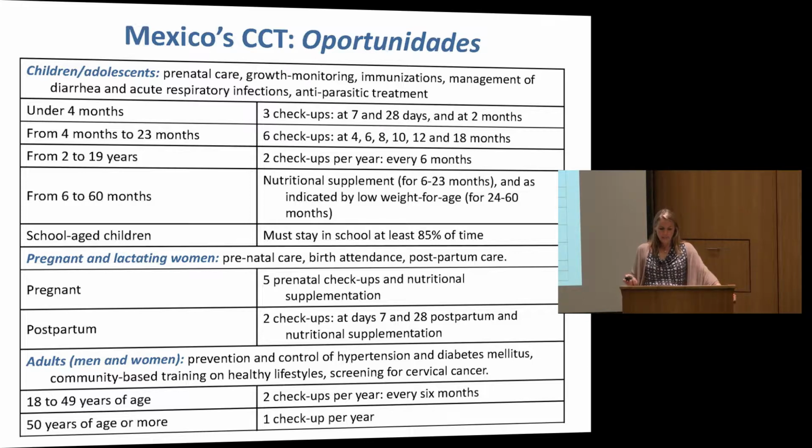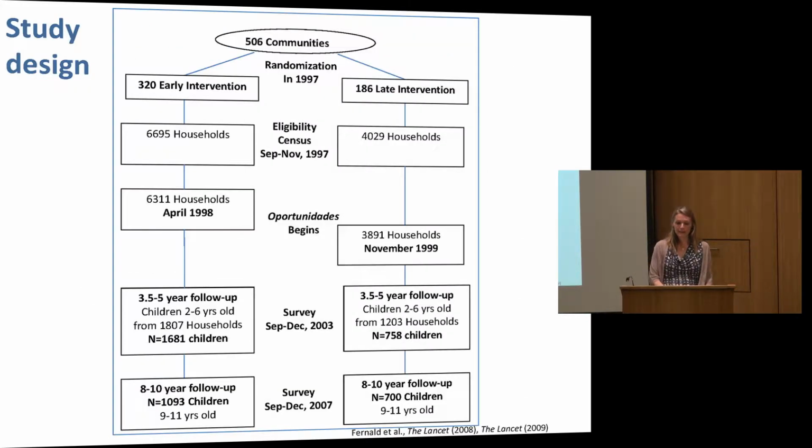So the study design was randomized in 1997. 506 communities were randomized to early versus late intervention. There was only an 18-month time gap between the early and the late intervention. And I'm telling you today not so much about this paper, which was the follow-up of 3.5 to 5-year-olds, but mostly focusing on the 8 to 10-year-old follow-up, which occurred in 2007.